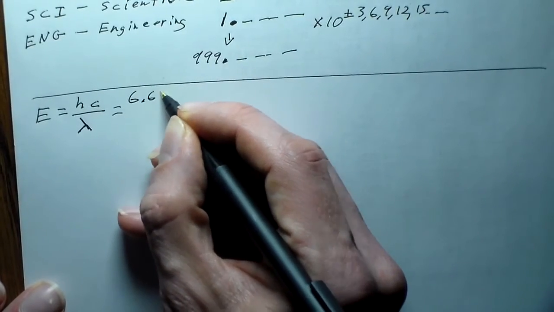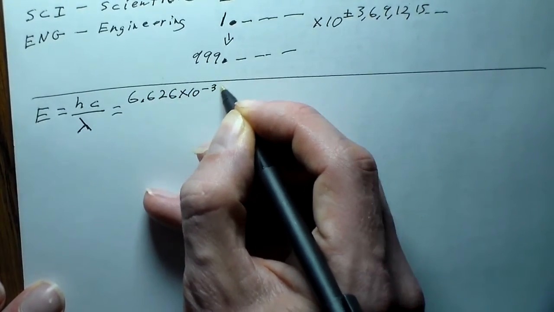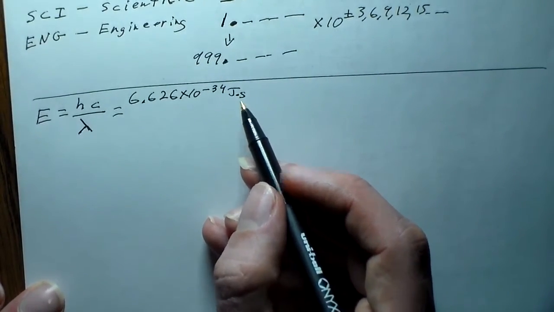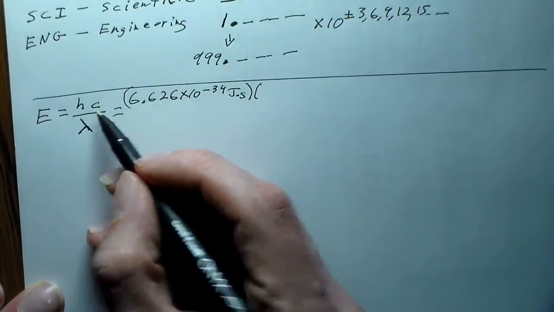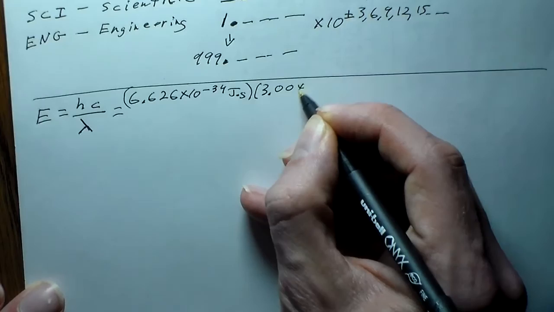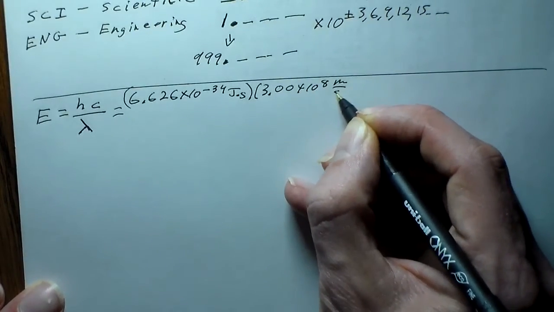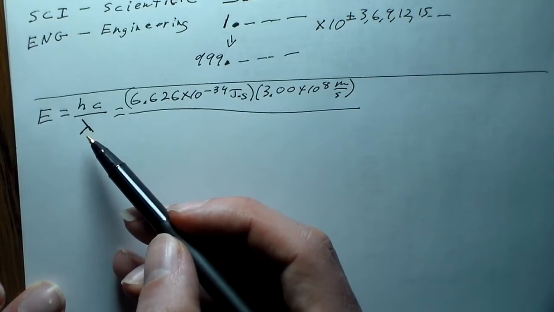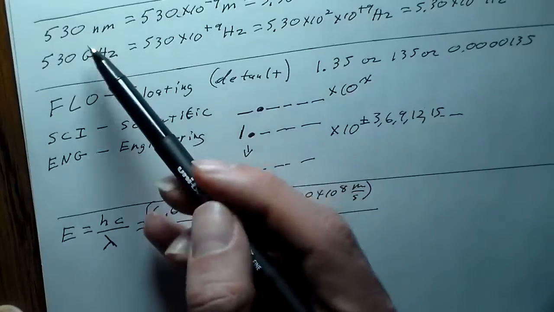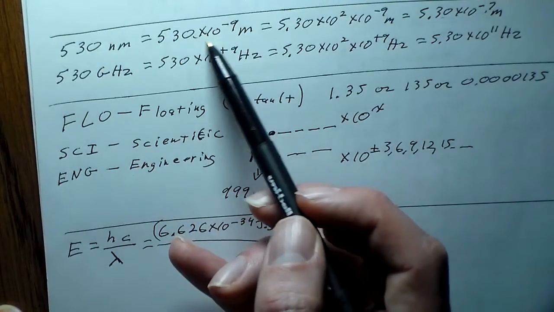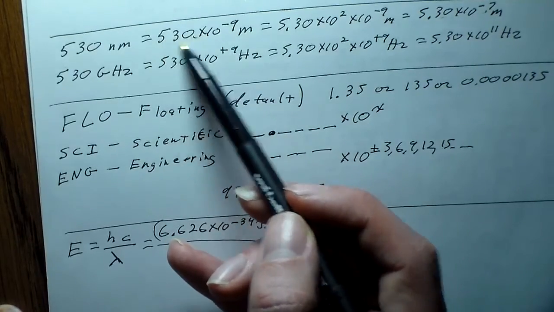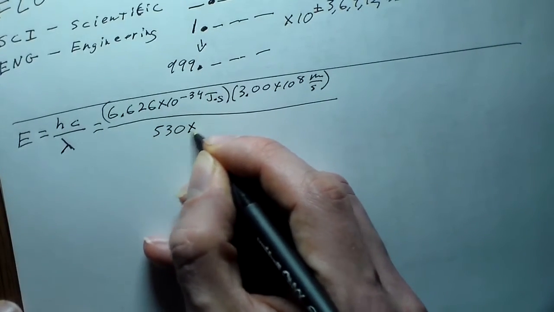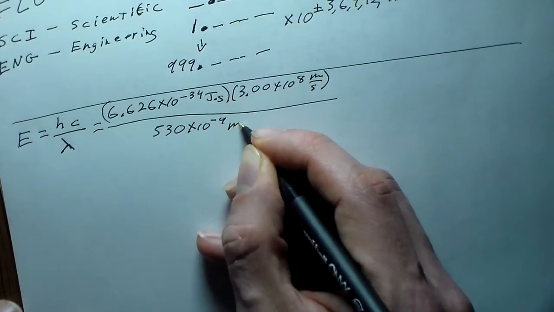Okay, so Planck's constant is equal to 6.626 times 10 to the minus 34 joule seconds. A joule is a unit of energy, seconds, of course, is a unit of time. The speed of light is going to be 3.00 times 10 to the 8th meters per second. And the wavelength is dependent upon which wavelength of light we're actually looking at. We'll just use this 530 nanometers. We'll have to put this in meters, so that's 530 times 10 to the minus 9th meters.